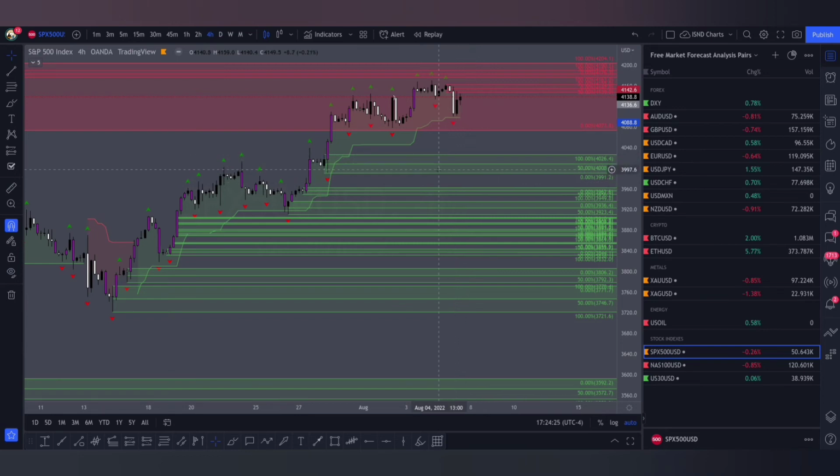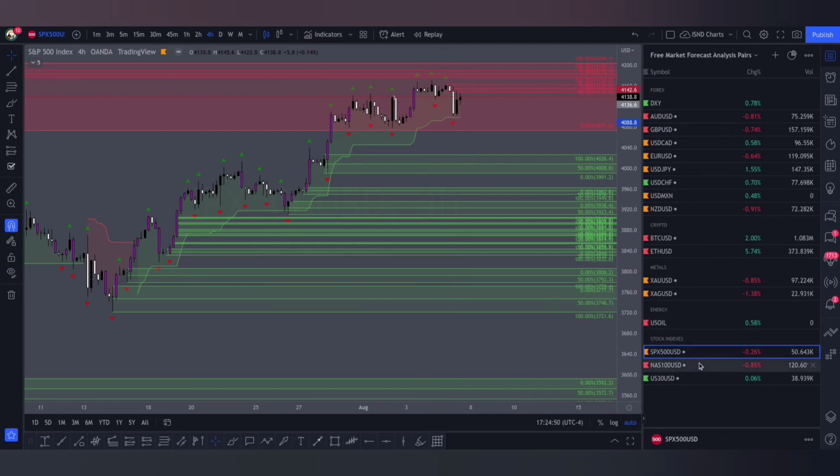If I do get a confirmation entry, then that will allow me to take this pair to the upside, but from the onset, for me, supply is in control, so I will be looking to take this pair short until a demand area is respected. All right, or unless a demand area is respected, and then I'll be looking to take this further to the upside.